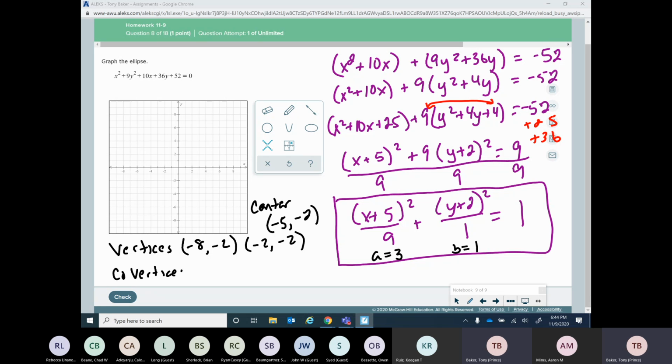My co-vertices, I'm adding or subtracting 1 from the y. So I get -5, -3, and -5, -1. And then we graph it. So I get -5, -2, -2, -2, and -5, -1.